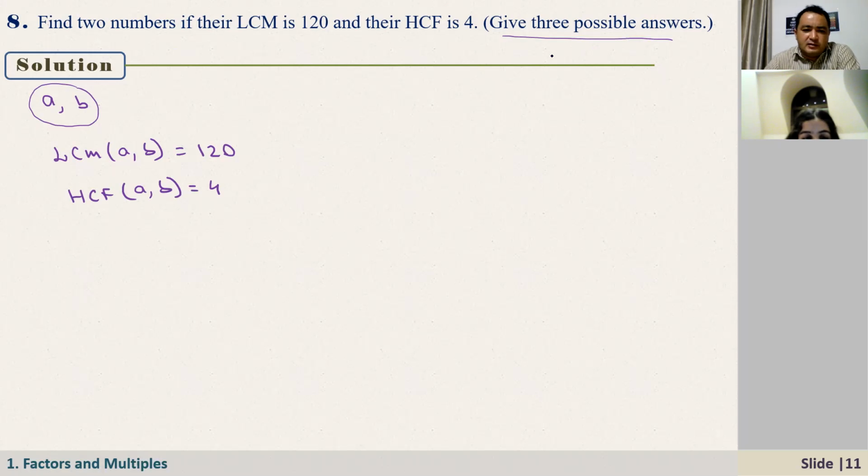Let's just do this mentally. Can you just tell me 3 different answers whose least common multiple is 120 and highest common factor is 4? How can we do that? Divide what by what? 120 by 4.